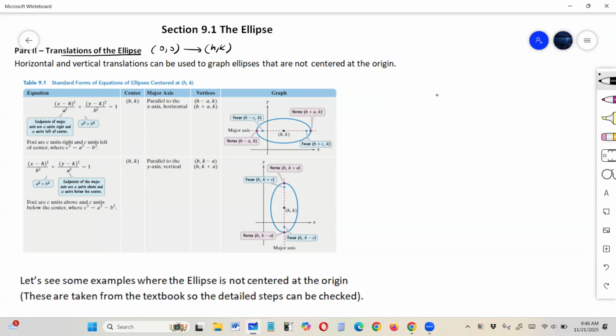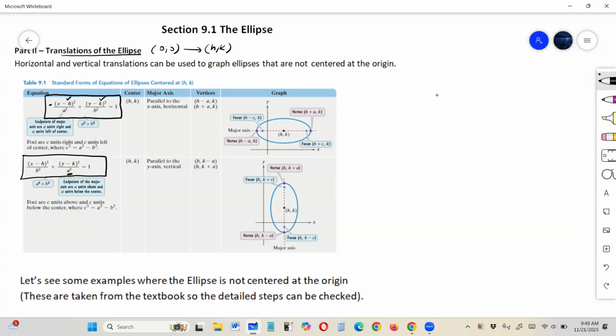If you recall, this is now the complete equation of the ellipse. In this case, the ellipse is sitting on the x-axis. The major axis is the x-axis. And in this case, the ellipse is sitting on the y-axis, right? The major axis is the y-axis. Everything else is the same. The only thing that's different is now the center is (h, k).